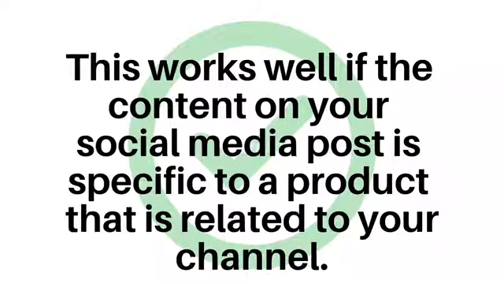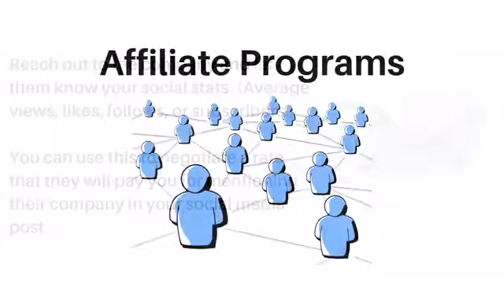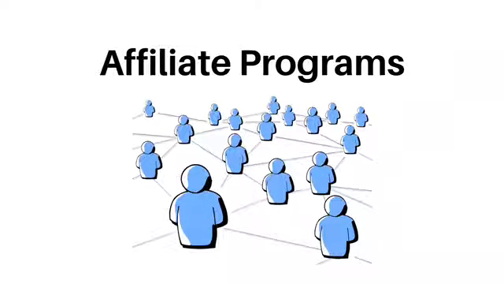Now, to set this up, you will need to reach out to the company and let them know your social stats. So average views, likes, follows, or subscribers. And you can use this to negotiate a rate that they will pay for mentioning their company in your social media post. Now, the other thing that you can do is have affiliate sales.